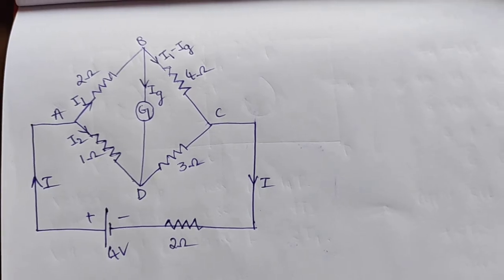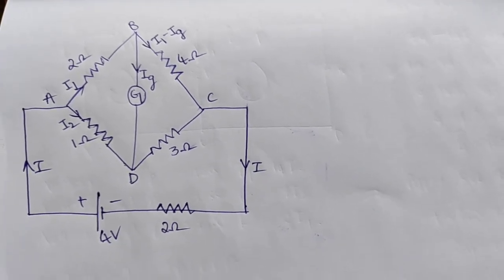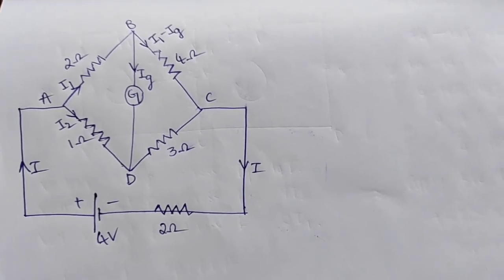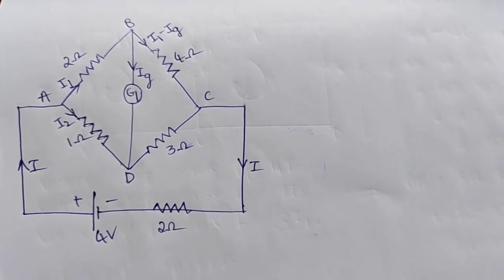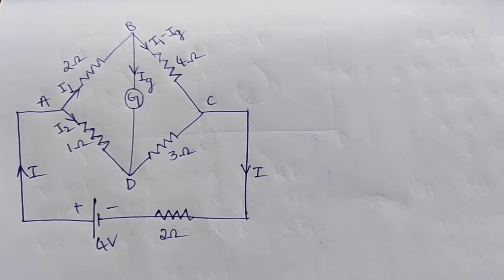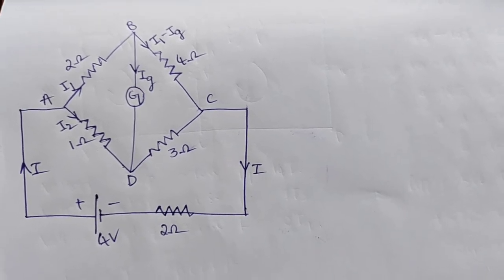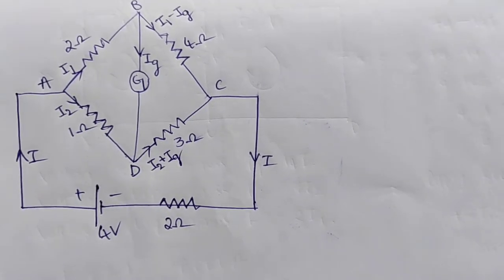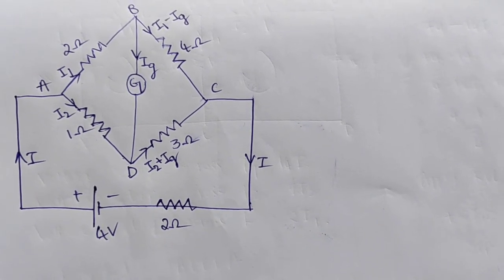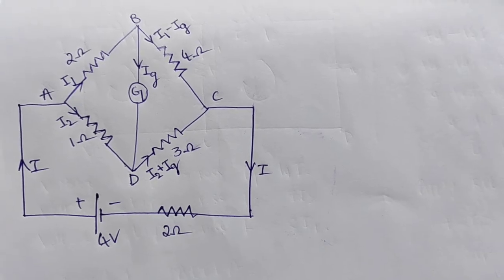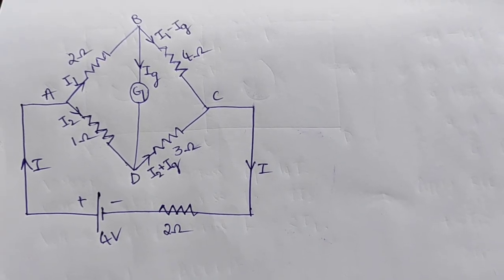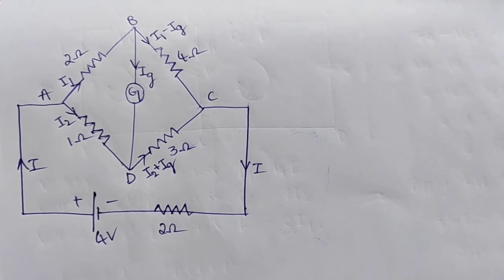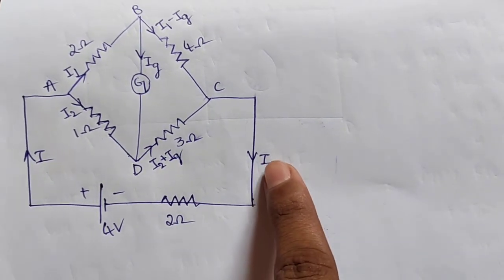Kirchhoff current law says the sum of current entering the junction is equal to the sum of current leaving the junction. Here Ig and I2 combine at point D and give output I2 plus Ig towards C. The current from the external battery source of 4 volts is I, that means I equals I1 plus I2. Here also we should get I1 plus I2.